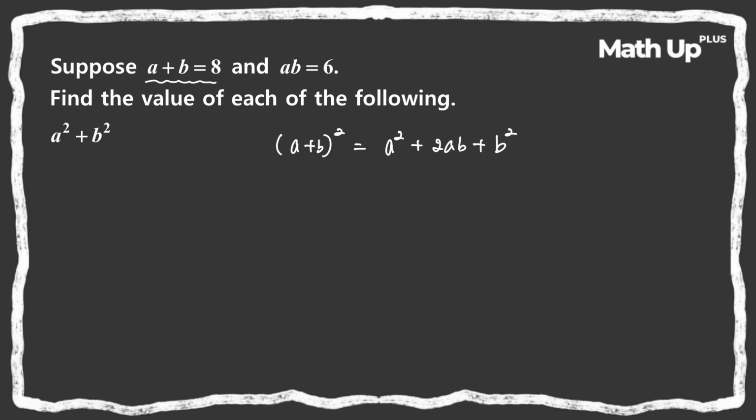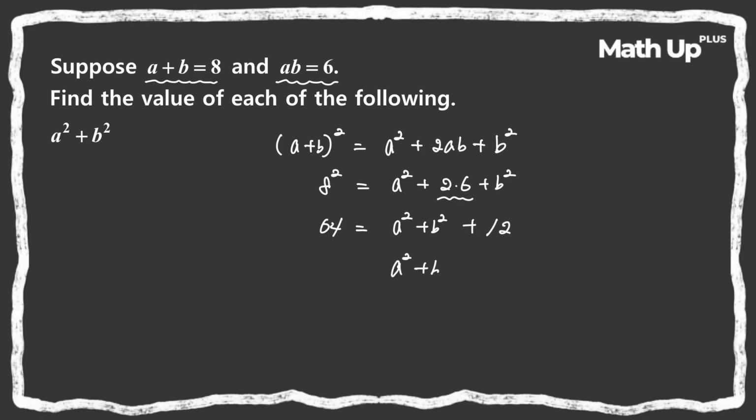Since a plus b is equal to 8 and ab is equal to 6, this is 8 squared is equal to a squared plus 2 times 6 plus b squared. So 64 is equal to a squared plus b squared plus 2 times 6, 12. So a squared plus b squared is equal to 64 minus 12, which is equal to 52. Right? So this is 52.